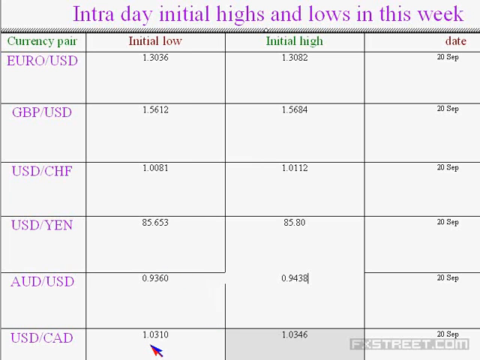Then in the case of the Canadian dollar, 1.0310 is the low and it is currently trading around 1.031721, and 1.0346, the high, is also intact and not breached.